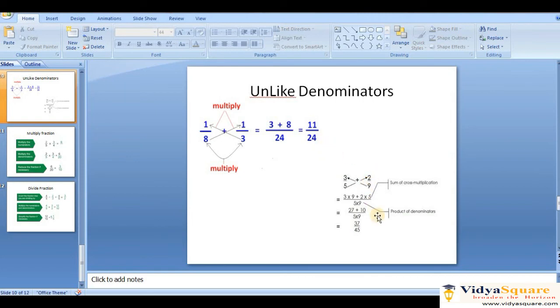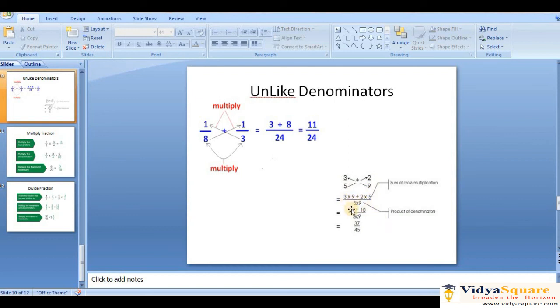We'll see one more example. 3 over 5 plus 2 over 9. So step number 1, cross multiply the numerator of the first fraction with the denominator of the second fraction. 3 into 9, plus the denominator of the first fraction with the numerator of the second fraction, 5 into 2. Then multiply the denominators, 5 into 9.